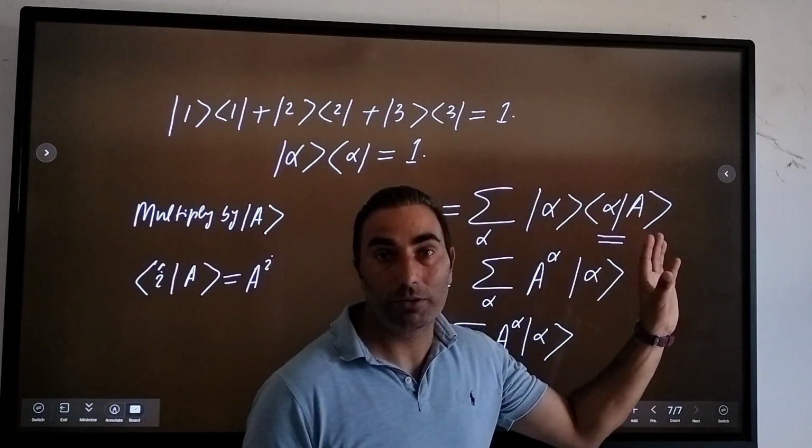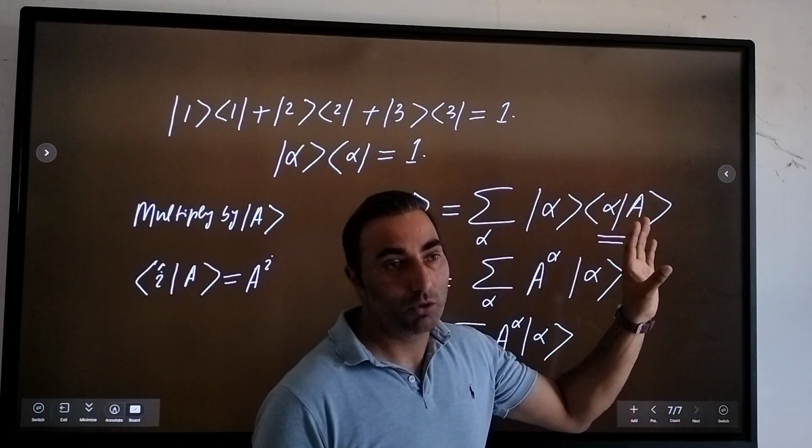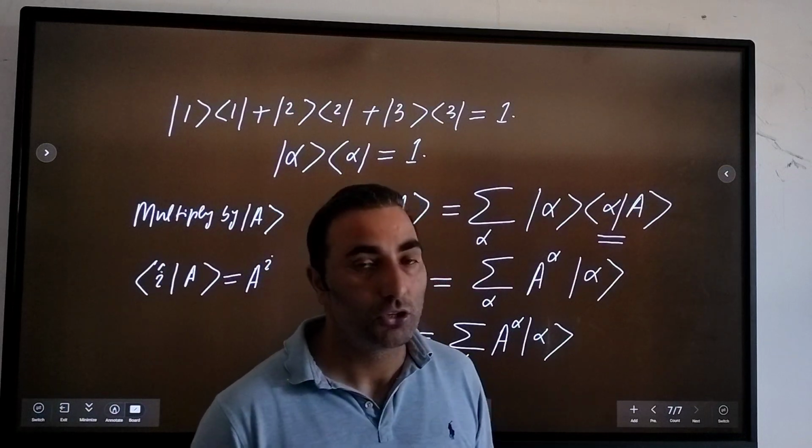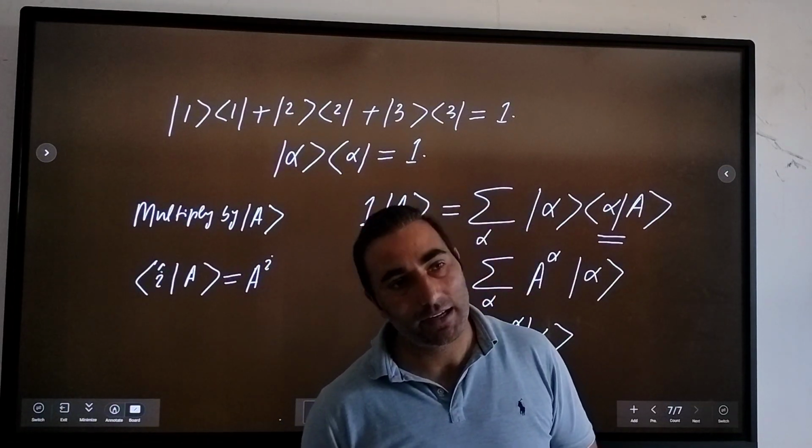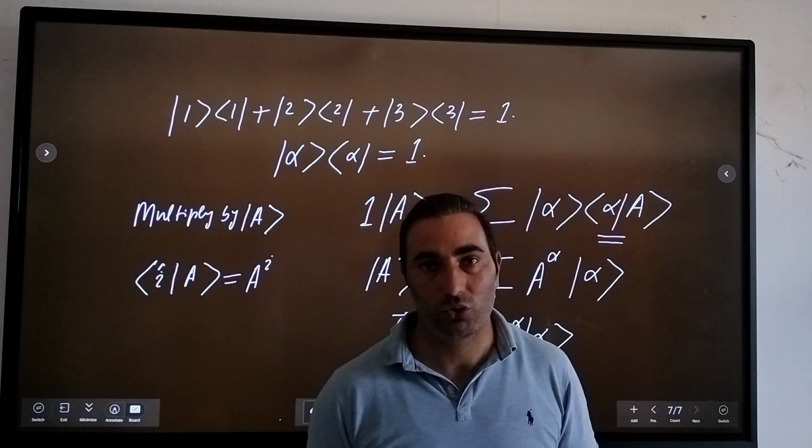So this is the beauty of that completeness relation. The important condition is that those sets of unit vectors should satisfy that completeness relation. Then we can write any vector as a linear combination of those unit vectors.